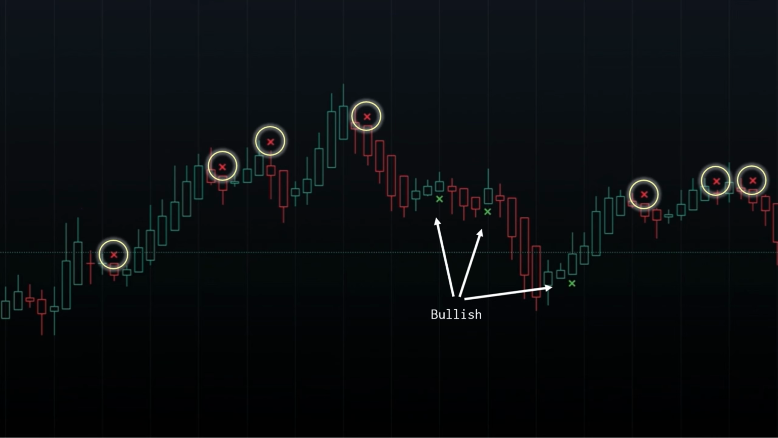Now red X's, they are put signals. They're bearish. So when you see these red X's appear above the candles, they are bearish signals that are telling you that the prices are likely to go down. They're telling you to trade puts.